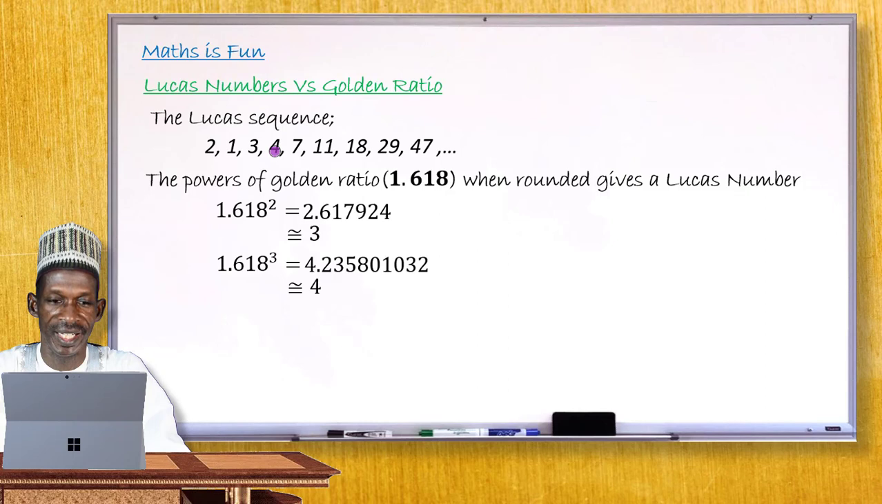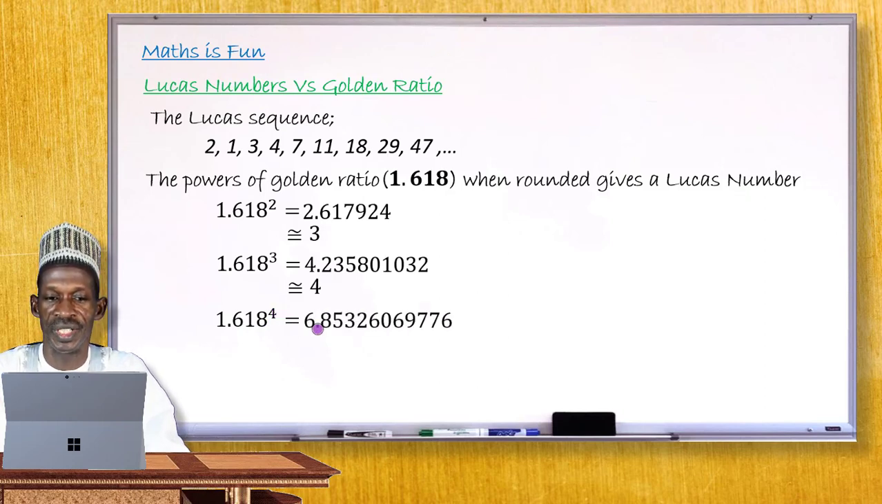Let me take another power of the golden ratio. This 1.618 raised to the power of 4. If you do it correctly with your calculator, this is what you are going to have as your result: 6.853260 and so on. And when this is rounded to one significant figure, or to the nearest whole number, you have 7. And look, 7 is another number in your Lucas sequence.